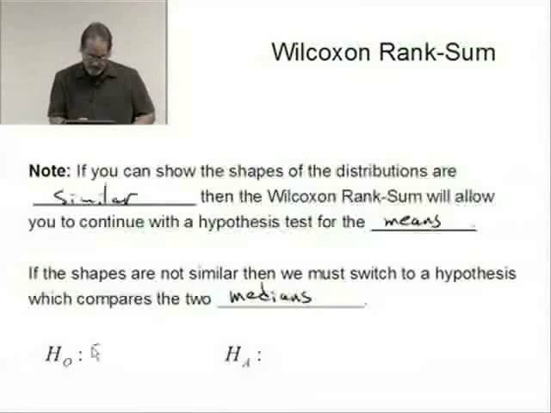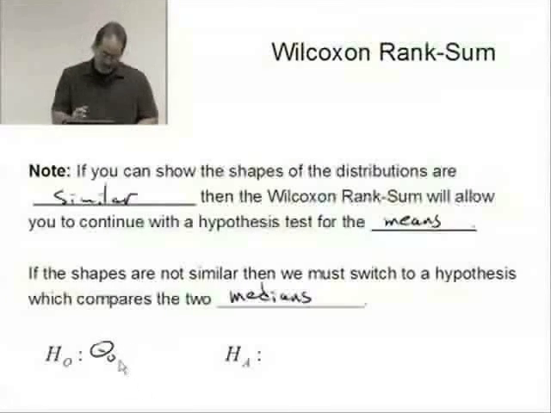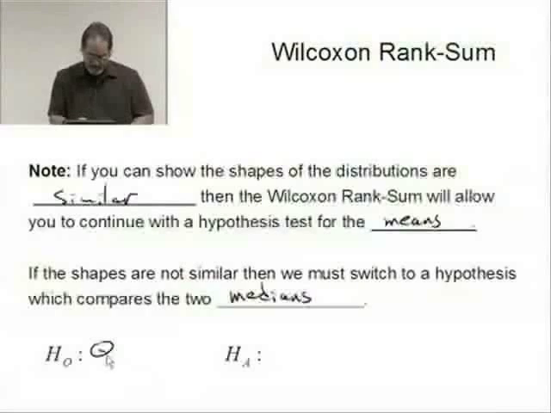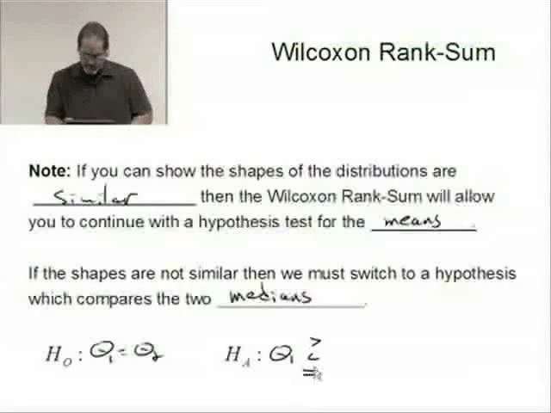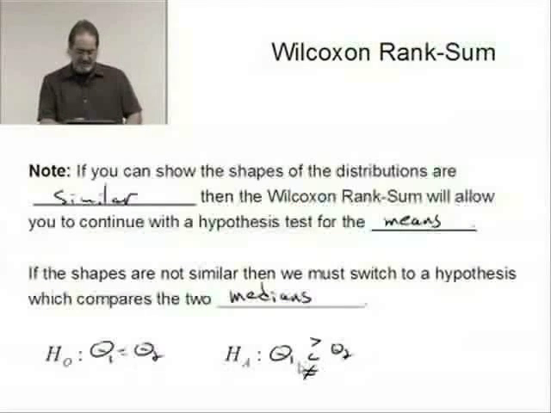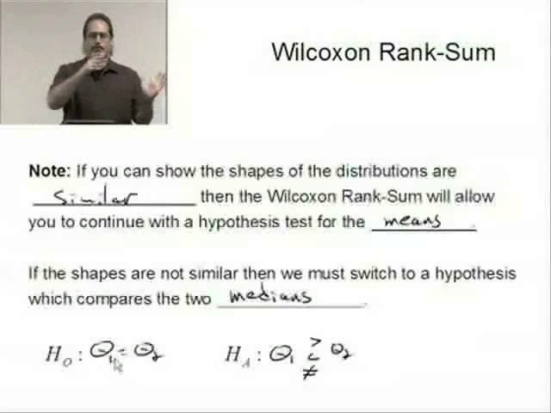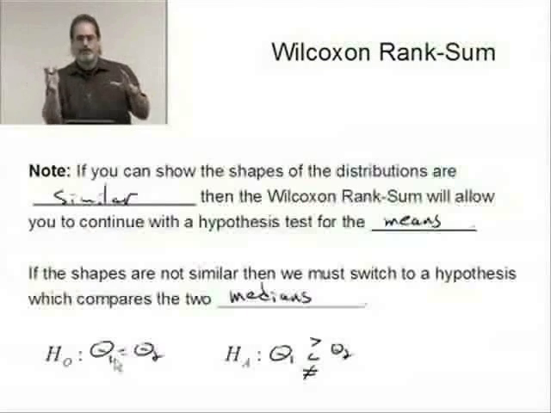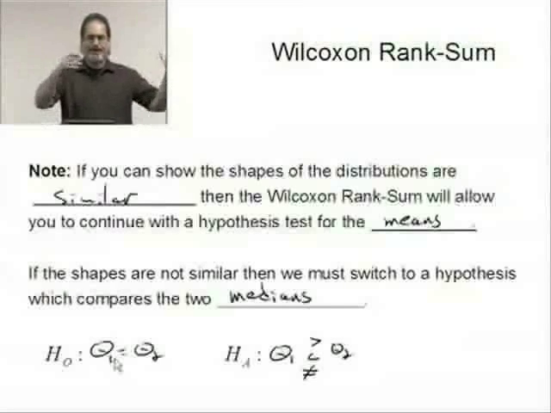Which is the theta old. I'm going to make it more generic, not specifically this example. Say theta 1 equals theta 2 versus theta 1 could be greater than, it could be less than, it could be not equal to theta 2. And again, I could leave these as the mean if the shapes were similar. Well, what do I mean by similar? Well, what I mean by similar is they're both skewed left, or they're both skewed right, or they're both approximately uniform, or they're both bimodal.